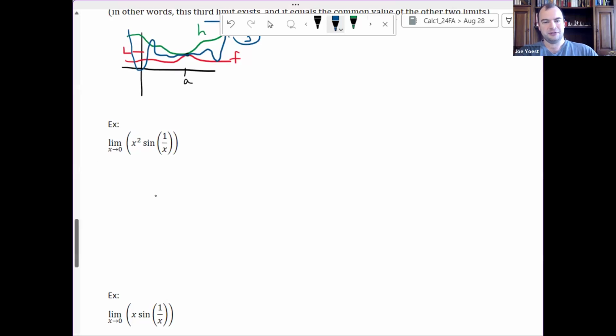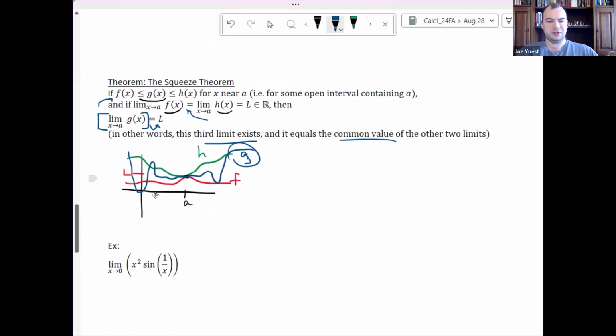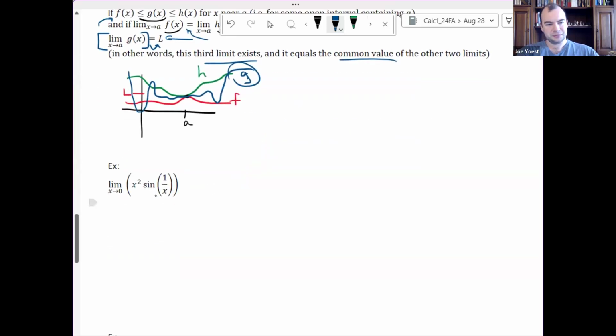So here I have a function. This is the function I'm interested in. This is the function I want to know the limit of, so I'm going to name it g. g of x is x squared times sine of 1 over x. An important detail about the sine function is that it is between -1 and 1, including the endpoints. It's restricted in the size of its outputs.